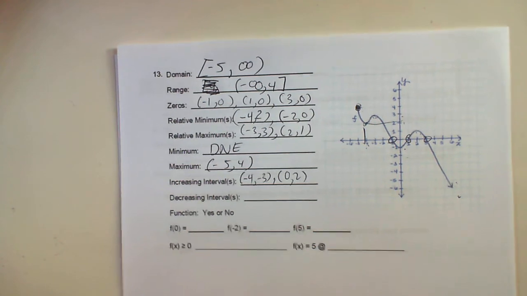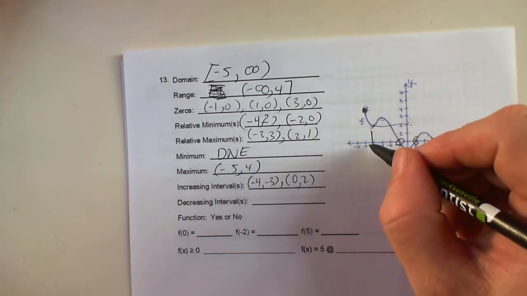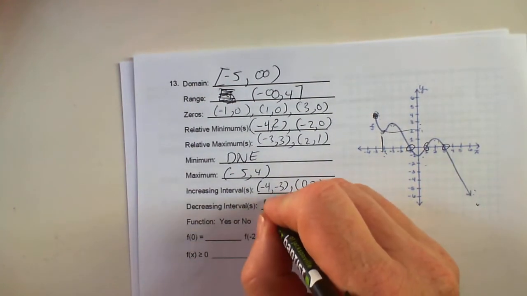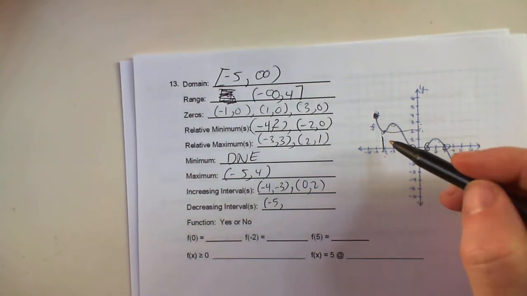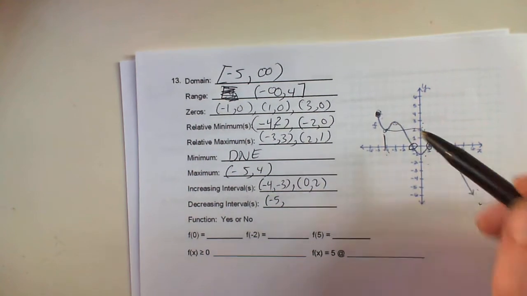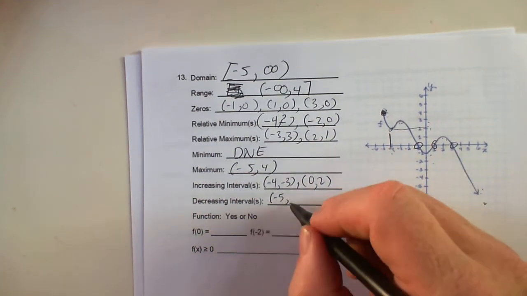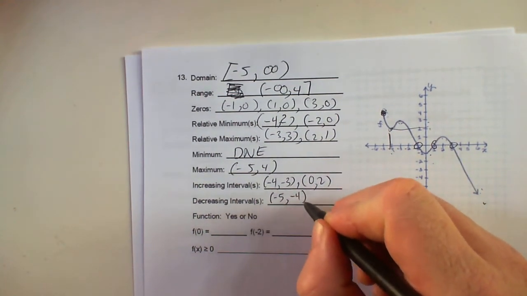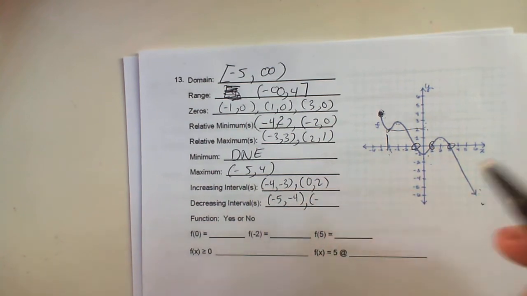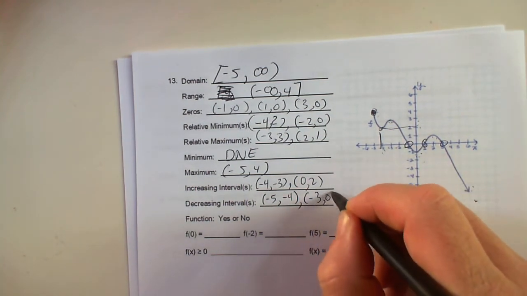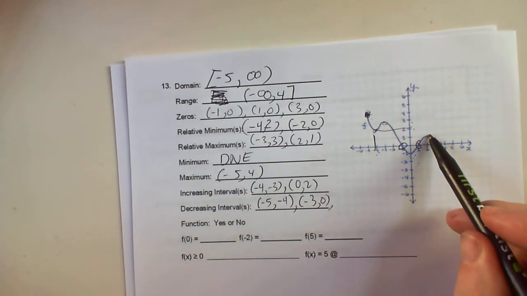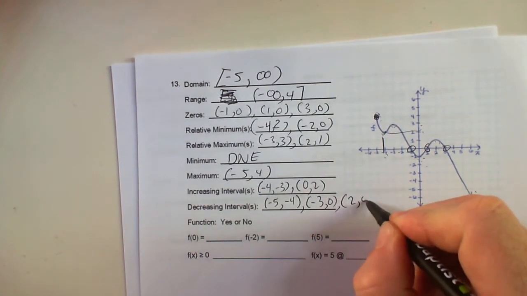My decreasing, I'm starting at negative 5. Even though that is a closed circle, with intervals of increase and decrease, we never include that boundary point. So we're going to go from negative 5 to negative 4. Then we're going to decrease again from negative 3 to 0. And then we're going to decrease again from 2 out to infinity.